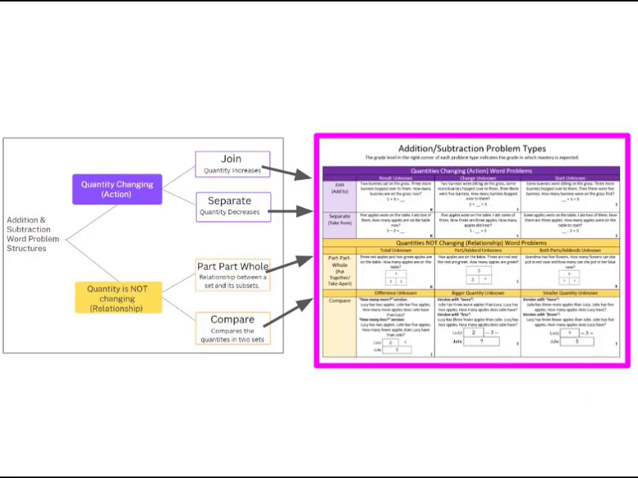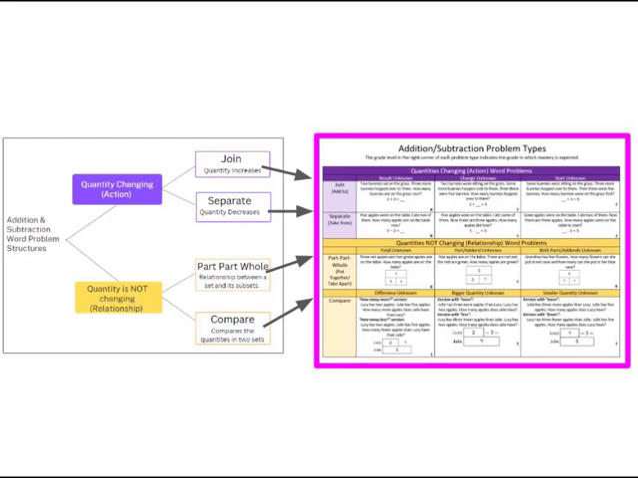We're going to be building on that flow chart this week to look at the specific problem types within each area. For example, we've been talking about quantity changing problems where the quantity increases, aka join problems. You'll notice in this chart highlighted in pink that there are actually 3 types of join problems. There are join result unknown, join change unknown, and join start unknown. Likewise, there are 3 types of each of the problem types we looked at last week.